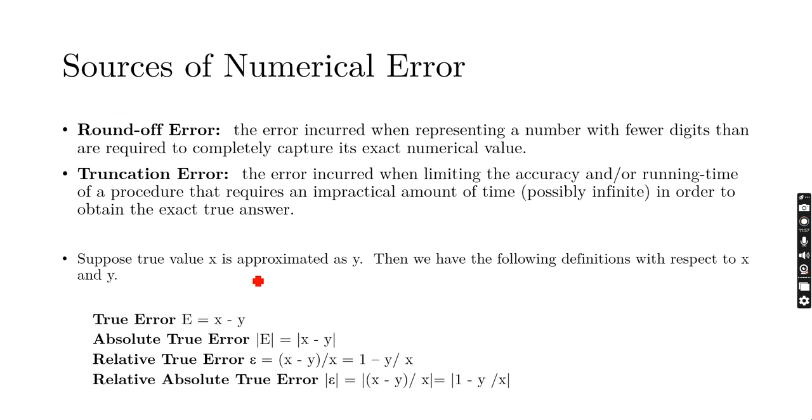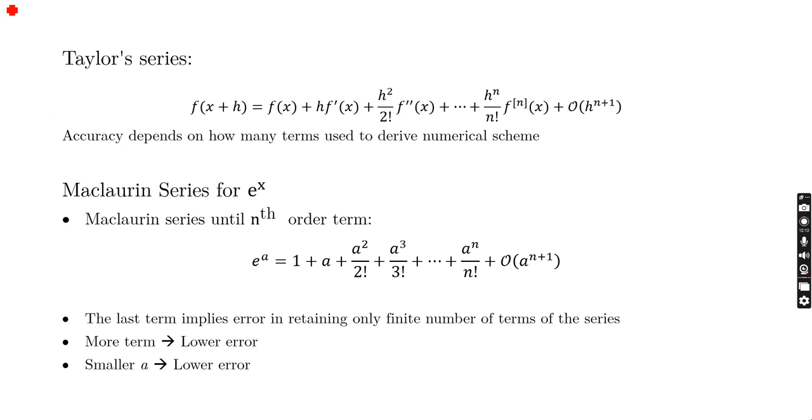Then there is truncation error. This is the error incurred when limiting the accuracy or the running time of a procedure that requires an impractical amount of time, possibly infinite, in order to obtain the exact true answer. So this is basically if we look at the Taylor series approximation of some function.